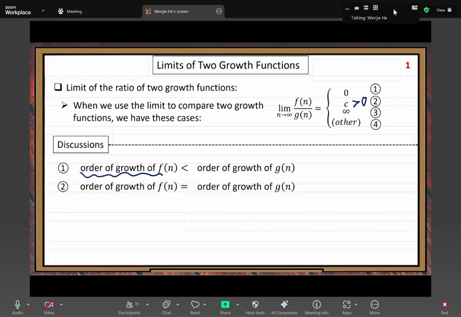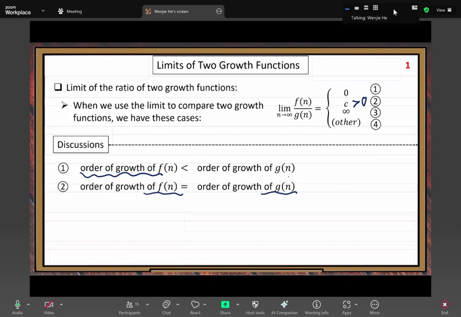Here you can see this order of growth. That means if the two functions are in the same category, because we can use an appropriate scale number c to convert one function to the other one. Scale up, scale down, right? So these two functions must be in the same category. That's what we talked about last time. So if they are in the same category, then we can say they have the same order of growth.